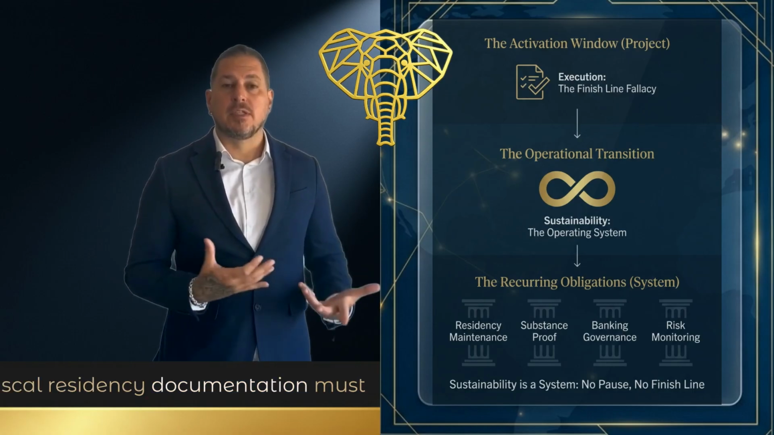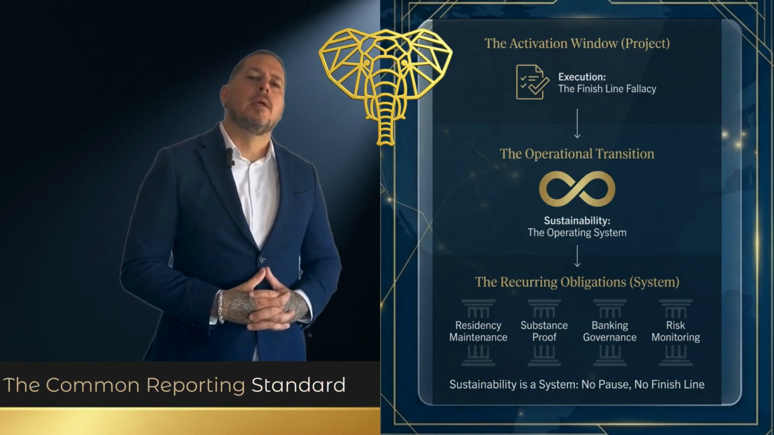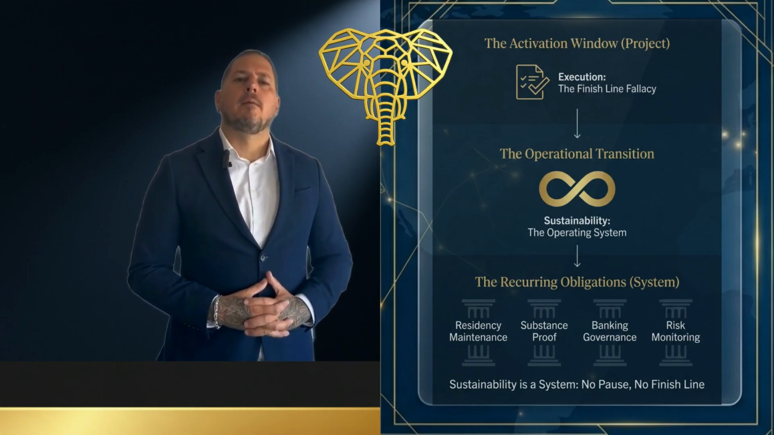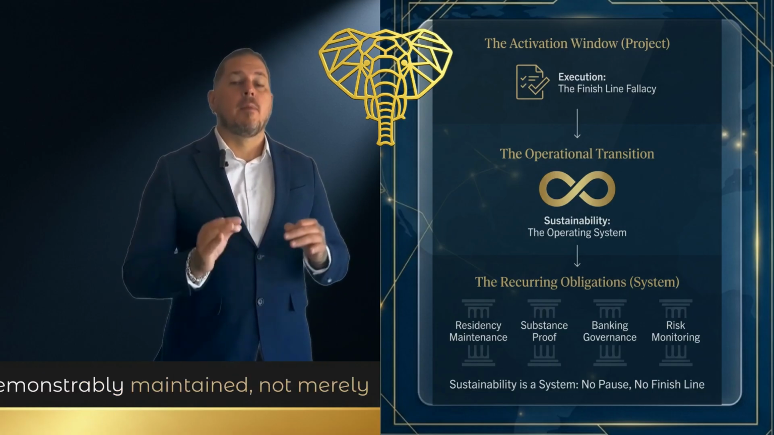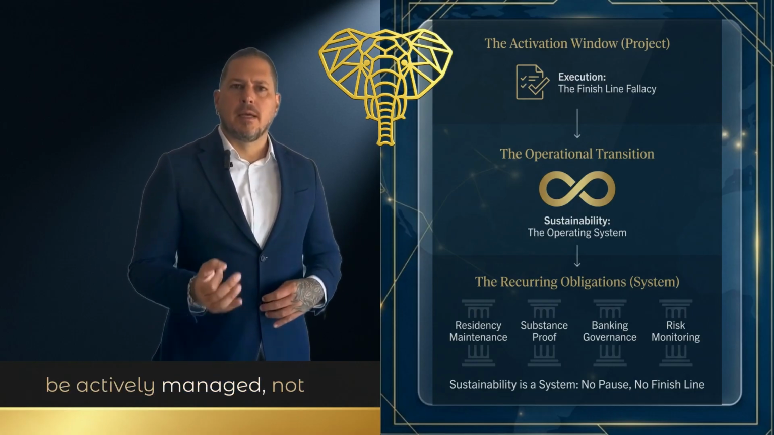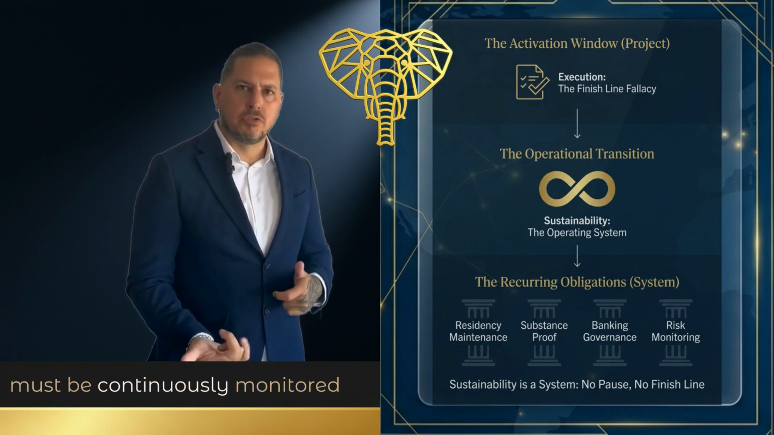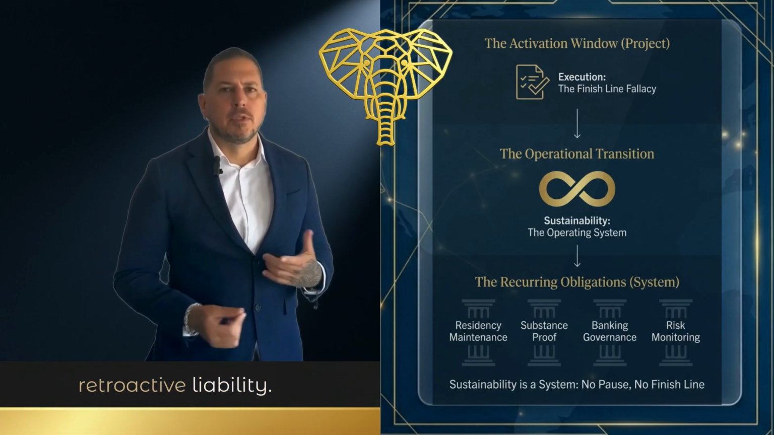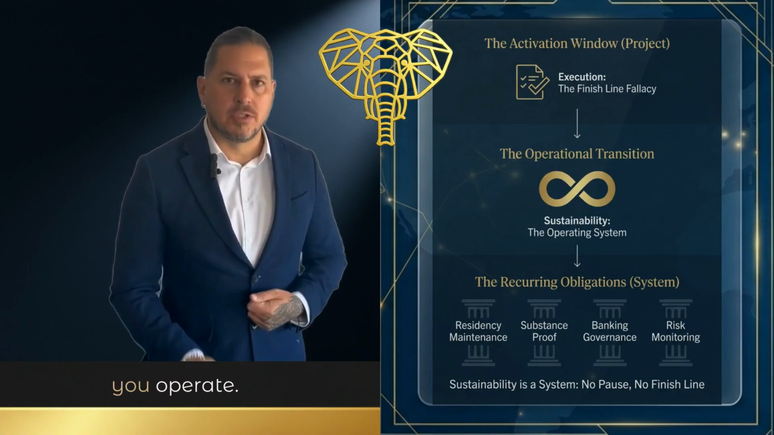Fiscal residency documentation must be refreshed annually in most target jurisdictions. The Common Reporting Standard imposes exchange cycles that do not pause. Substance requirements, the physical presence, the local directorship, the genuine economic activity must be demonstrably maintained, not merely established. The banking relationships must be actively managed, not passively held. And the tax position in the origin jurisdiction must be continuously monitored for unrealized capital gains events that could trigger retroactive liability. The institutional checklist is not a checklist you complete, it is a checklist you operate.